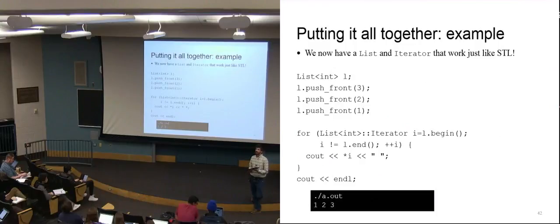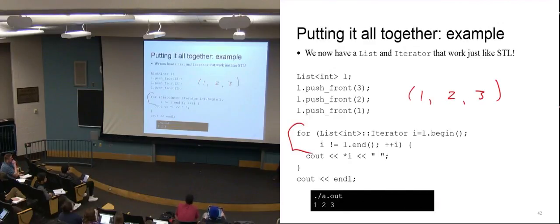Okay. It took an hour to write what was basically 4 to 6 lines of code wrapped up in a whole lot of crazy syntax. But now we have a list and an iterator that work just like the standard template library. So we can create a list and push some stuff into it. And then we can use this code, which is exactly like the code you would use with the standard template library list or other containers that are in the standard template library.